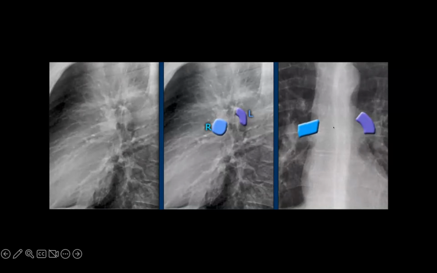And on the frontal chest radiograph, same concept as we said, the left hilum is always higher compared to the right. In cases of collapse, where there is volume loss depending upon the location, the hilum can be pulled superiorly, it can be pulled inferiorly, but that's a point to consider. Always, though, the right is at a lower location compared to the left.